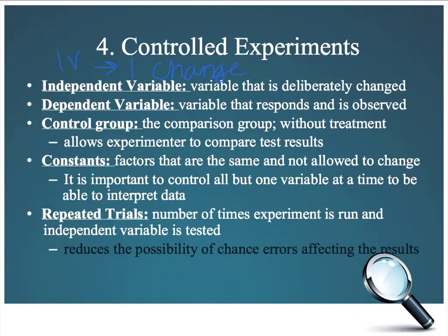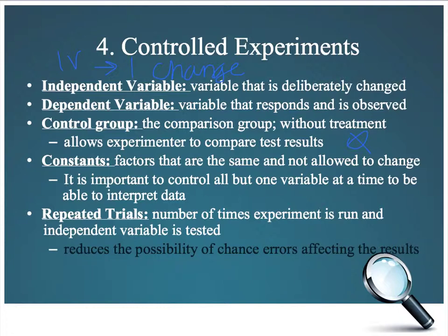A control group is the comparison group without any treatment, and it allows the experimenter to compare the test results. So in this case, since I'm not adding treatment to something, there will not be a set control. But if I was testing levels of caffeine or something on the plant, then I would say 0 caffeine, 1 milligram, 2 milligrams, and the 0 is the control group.